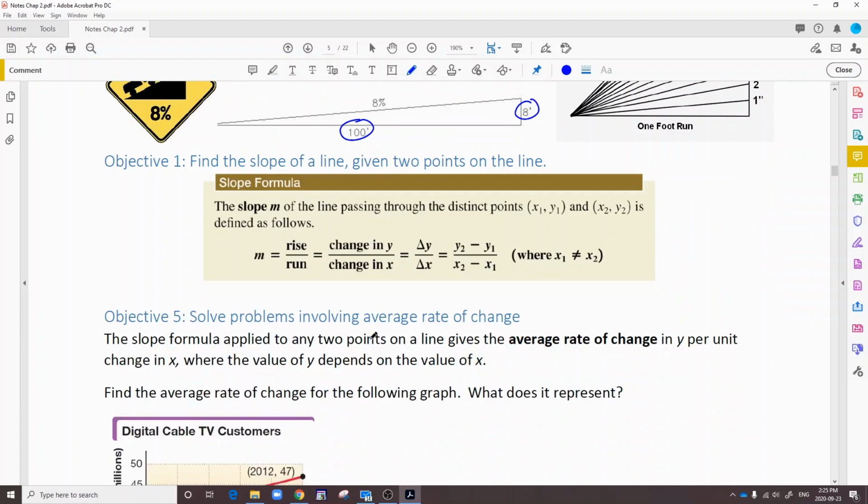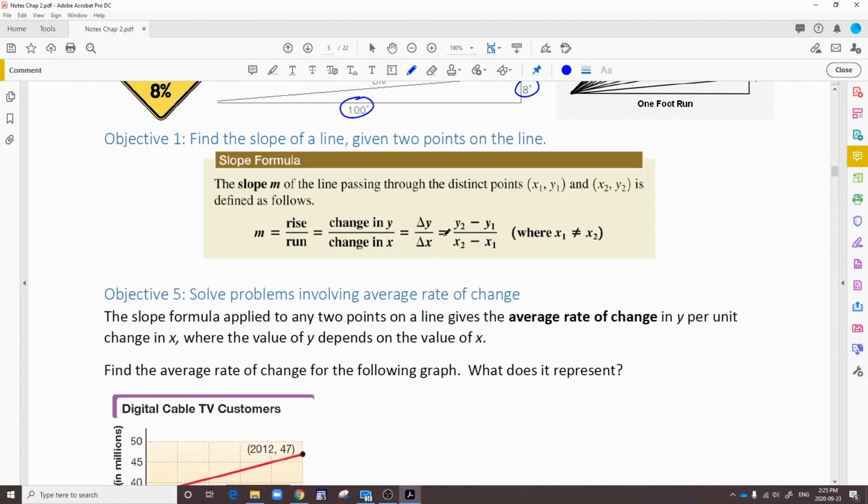To find the slope, you're going to find the slope given any 2 points on a line. You have an equation. It's the rise over the run, which means the change in y over the change in x. Change can be shown with the delta symbol. A change in y means you take one y value and subtract the other y value, divided by one x value, subtracting the other x value. So it's that change in y over the change in x.